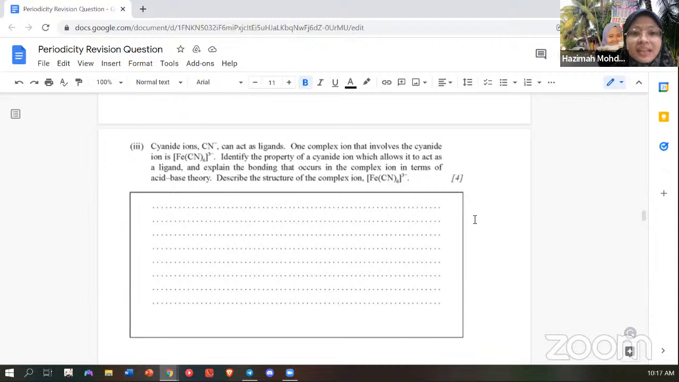Yang ni cyanide ion. Kita move to next question. Cyanide ions can act as ligands. One complex ion that involves the cyanide ion is FeCN6 3-. Identify the property of cyanide ion which allows it to act as a ligand and explain the bonding that occurs in the complex ion in terms of acid-base theory. And then describe the structure of complex ion.